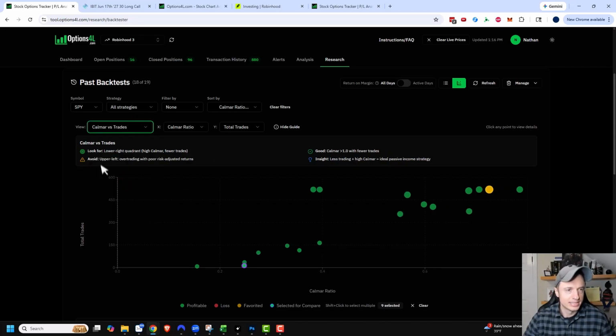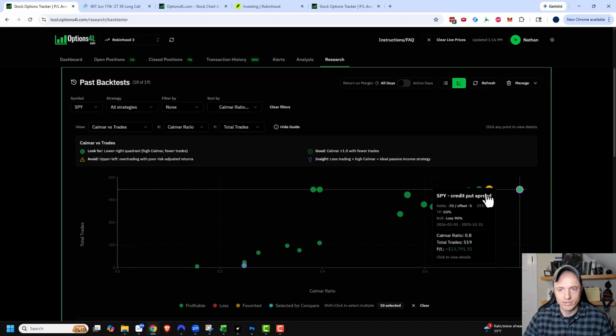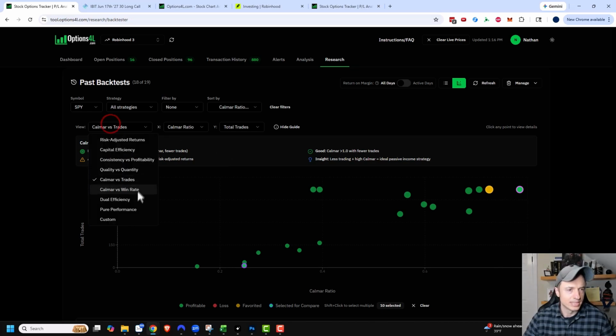Calmar versus trades, which is lower right quadrant, high Calmar, fewer trades. And we've got this one right here that's kind of standing out from our gold one. We got one a little bit past that, so we'll select that one.